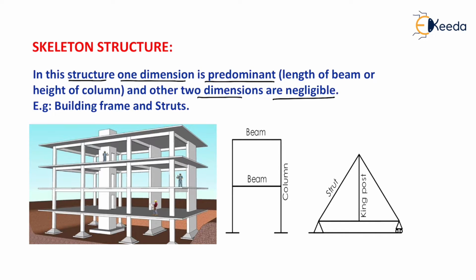In case of building frame as well as in case of strut, only one dimension is predominant and other 2 dimensions are negligible. Okay. Now in this building frame, for this beam only length is predominant as compared to its width and depth, and for the column only height will be predominant as compared to its length and width. So it is a skeleton structure.